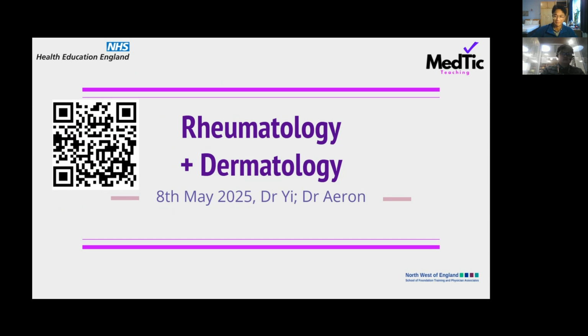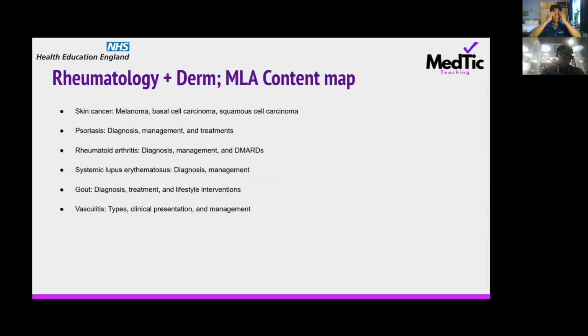Right, let's get started. So when we had a look at the MLA content map, I think we just wanted to combine rheumatology and dermatology, so we extracted these are the conditions that we're going to hopefully try and cover. And at the end of these slides, there's a big list by Yi in terms of what things came up or were particularly high yield in last year's MLA. So that's right at the end. Right, so let's get started.